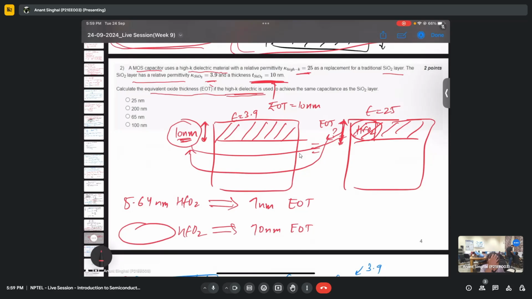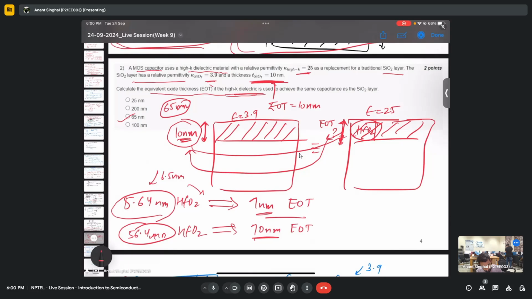Yes, sir. Do you want to try it? Maybe it is already solved now. So this is an accurate calculation. It will come around 56.4 nanometer. And if we have a very crude calculation, then 6.5 nanometer of HfO2 is equivalent to 1 nanometer EOT. So the closest answer to this is option C, which is 65 nanometer.